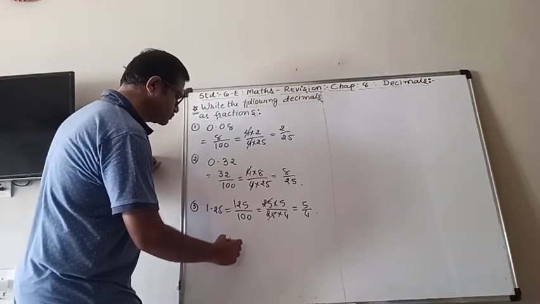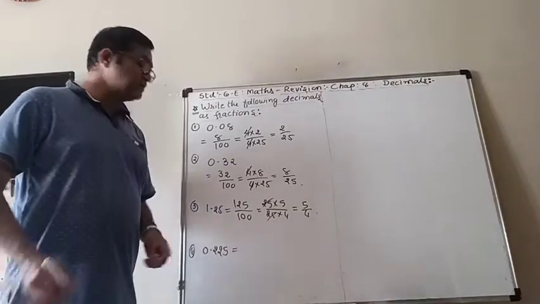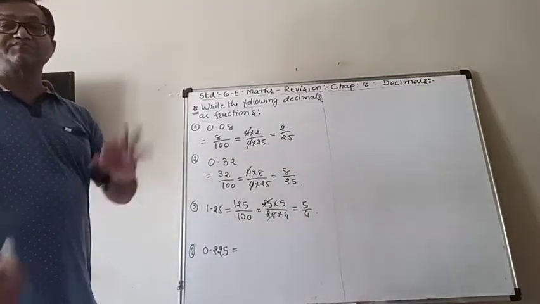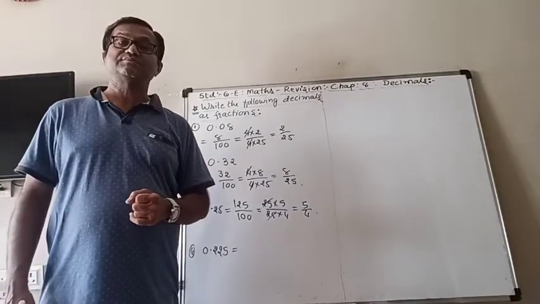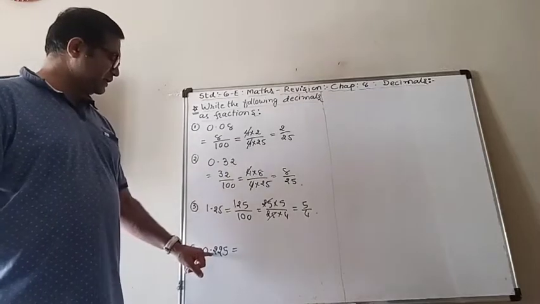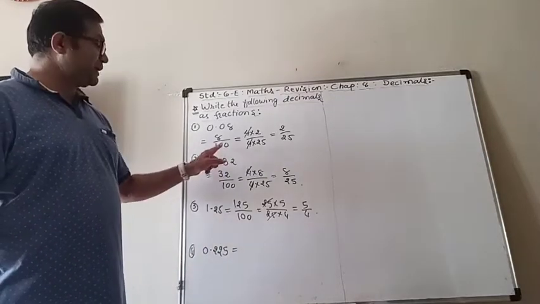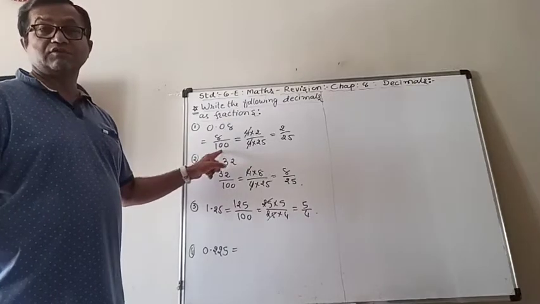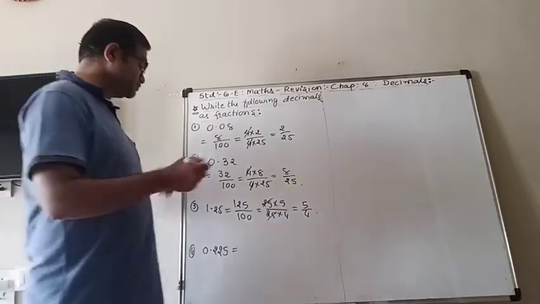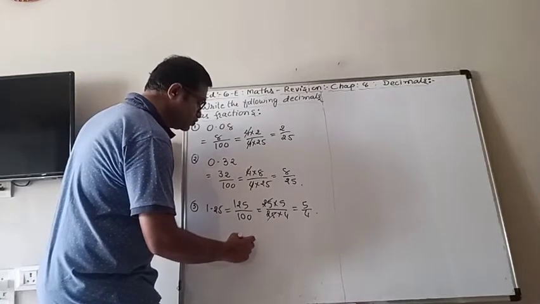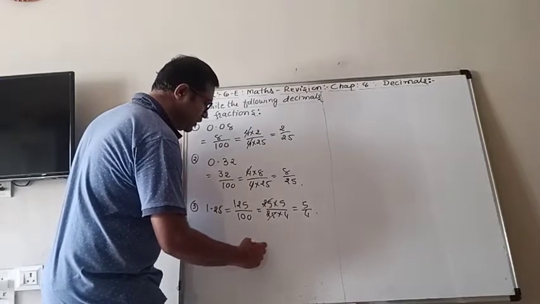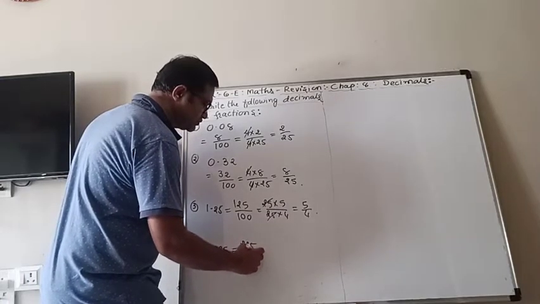0.225. Now here you can see that there are three decimal places. After the decimal point, there are three digits, 2, 2 and 5. So in place of 100, we have to put 1000. So that is 225 upon 1000.